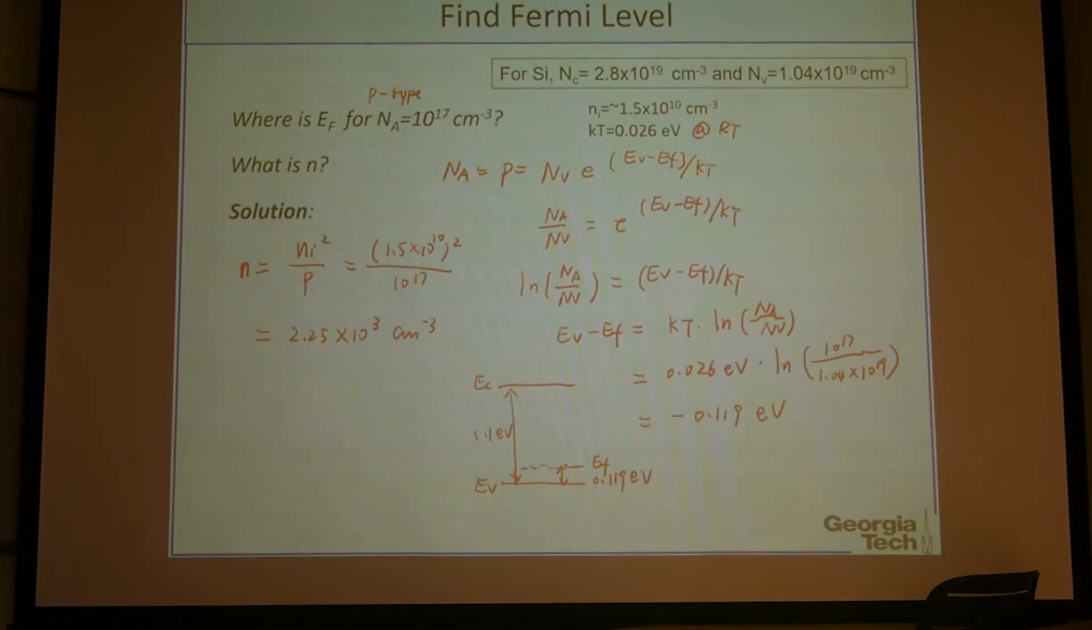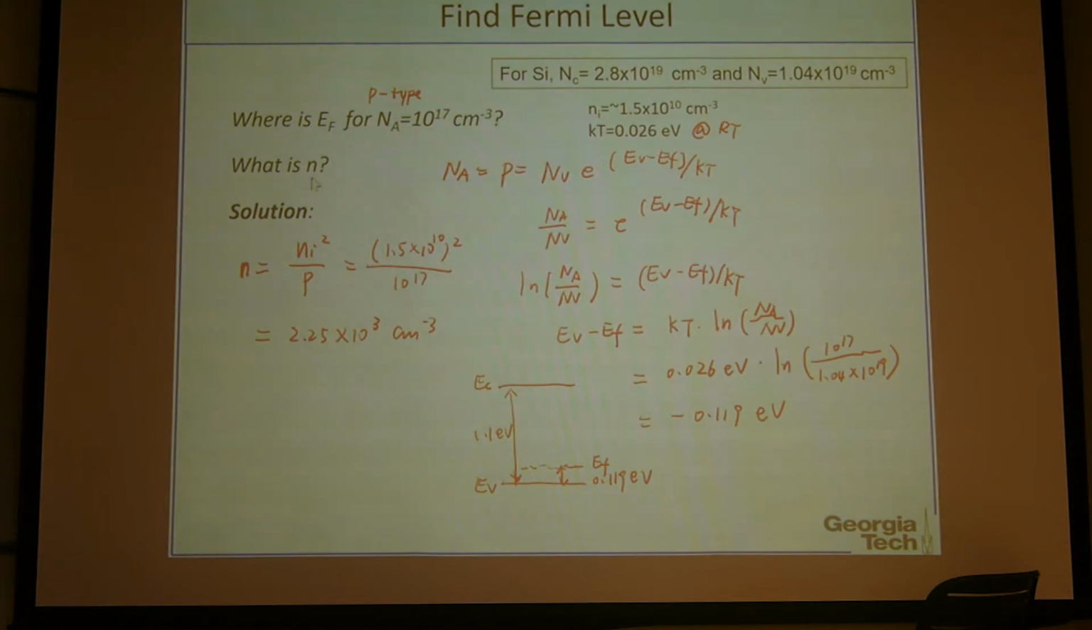And this is the way we approach this question. We use the equation for the hole density in this case, and then we take the log on both sides. Then you can get EV minus EF, which is the distance between the Fermi level and the valence band edge. This is determined by the doping density, and in this case, EV minus EF is 0.119 electron volts.